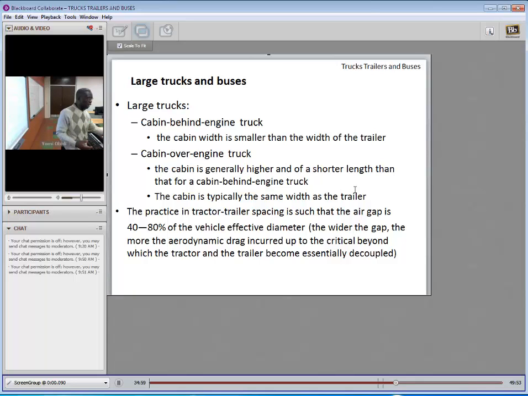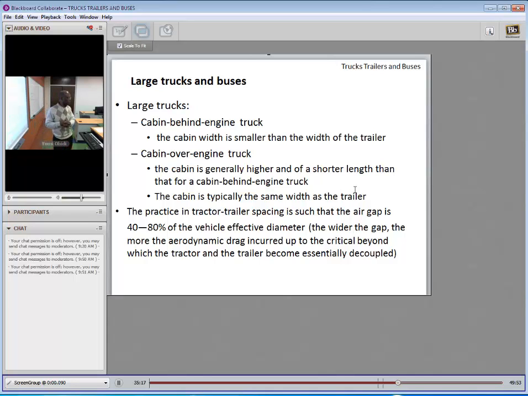But the cabin behind engine trucks seem to be most common, and cabin over engine trucks are probably more common in utility, in severe service utility vehicles. But that's not a hard and fast rule. It's just a common observation.